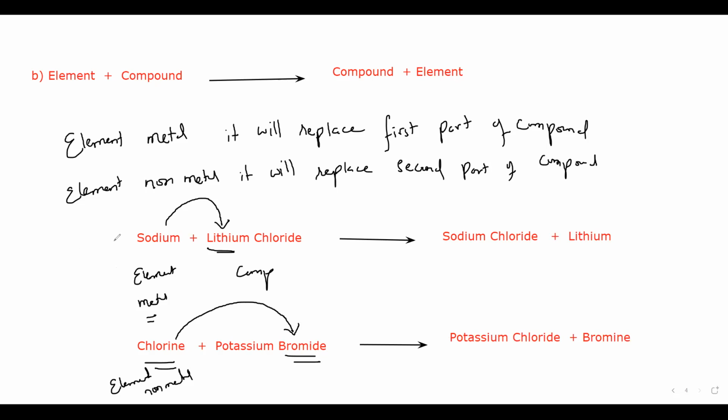The two examples: in the first example, the element is a metal which is reacting with a compound, and in the second example, the element is a non-metal. So if the element which is reacting is a metal, it will knock out, or replace, the first part of the compound. If the element is a non-metal, it will replace the second part of a compound, and this results in the formation of a compound and an element. I'll give more examples related to this.